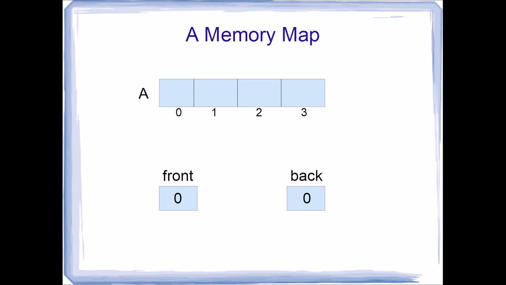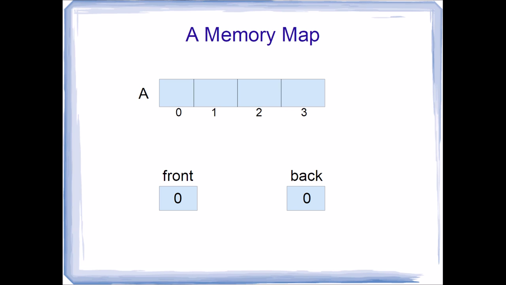So when front and back are both the same value, that's going to represent that our queue is empty, right? So we'll initialize both of them to 0. So in this case, our queue is empty. That isn't to say that the array is empty, right?